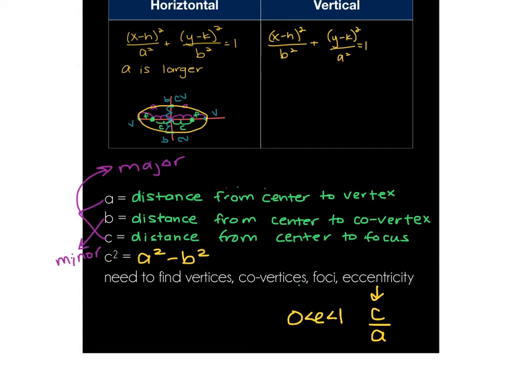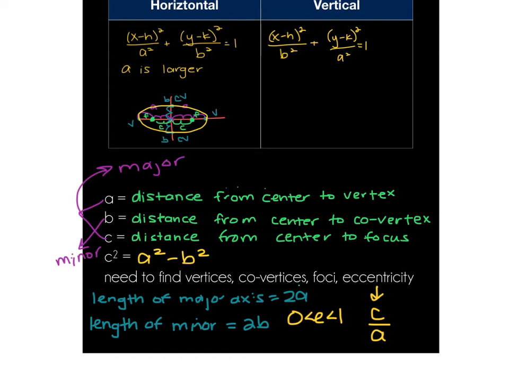The other types of information that you can get to help you with this kind of stuff is the length of the minor or the major. So if it said the length of the major axis, that is 2a, and the length of the minor axis is 2b. So it usually will give you two pieces of information. You've got to go from there.